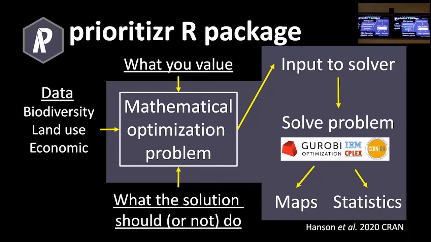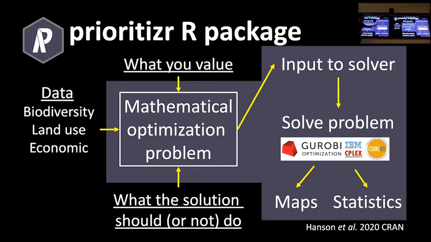So that's in telling things what the solution must or must not do. So the solution must have a certain amount of habitat for a certain species, or the solution must have certain places selected, like existing areas. And so the idea is you feed all of that data and problem specification into the tool, and you have a mathematical optimization problem that's defined. Then that's sent to a solver. So then we take that and we turn that into something this software can understand.